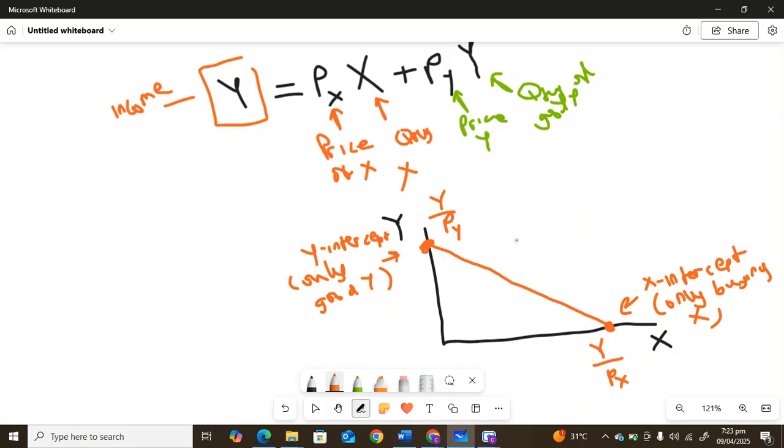Then we have our slope of the budget equation, negative Px over Py. I'll show you how we're going to interpret our slope. The slope is just showing how many units of good X you need to give up to get good Y, basically. So let's say, for example, you have an income of 1,000.